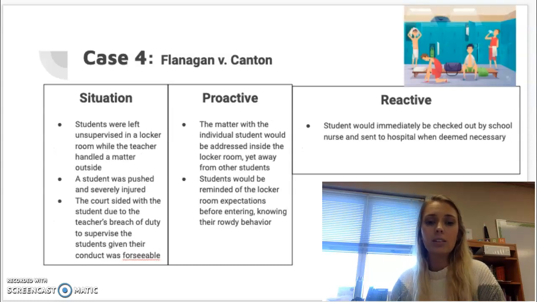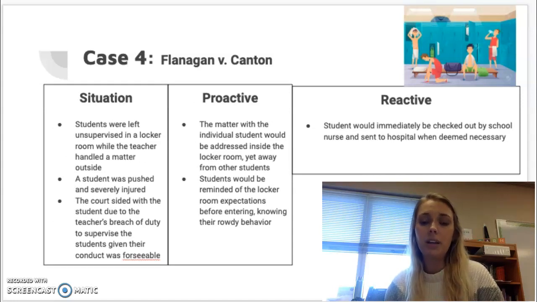So my fourth case is Flanagan versus Canton. In this case, a PE teacher was dealing with a rowdy and disruptive class. She had to end the class a little early. The students took a few minutes before they usually go into the locker room. She kind of had to redirect them, tell them the importance of listening to directions and all that.